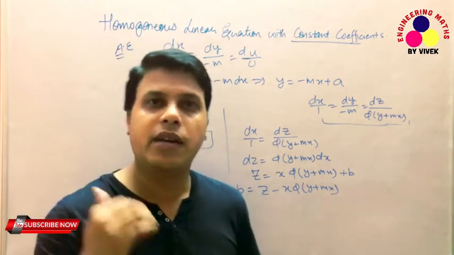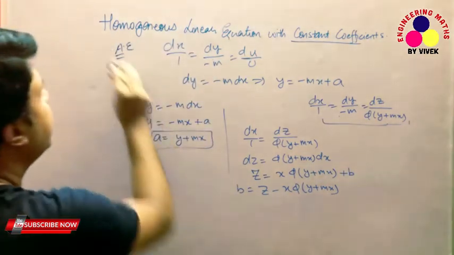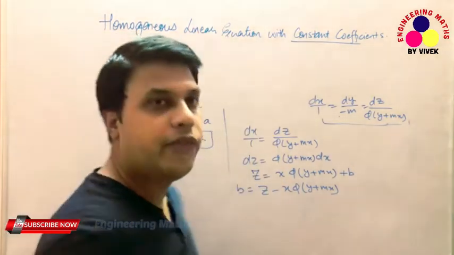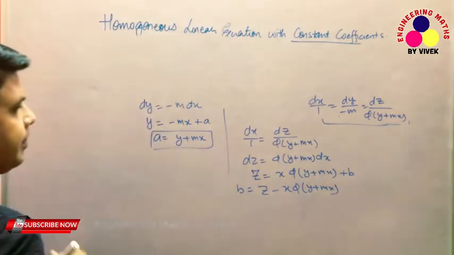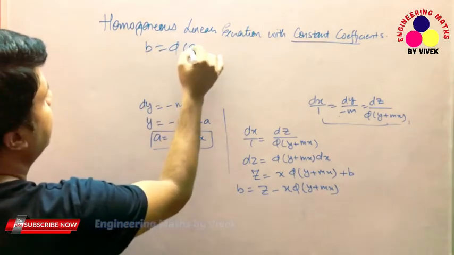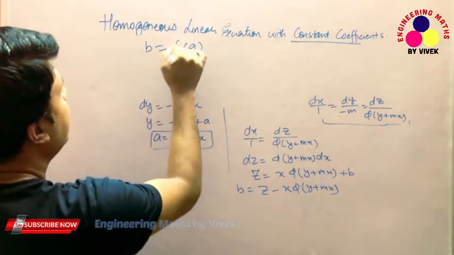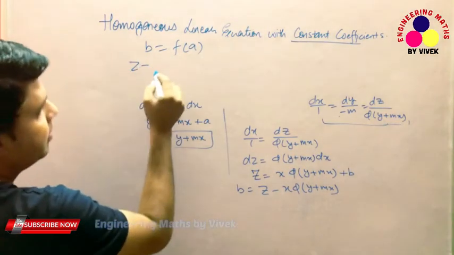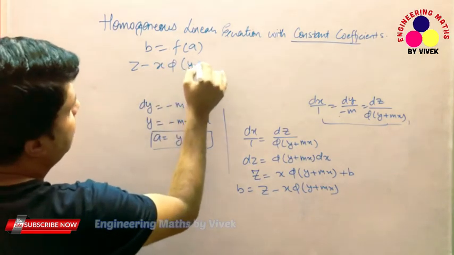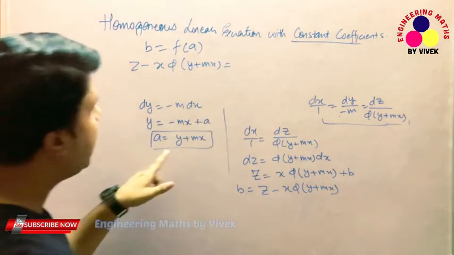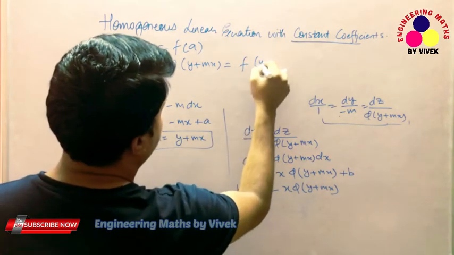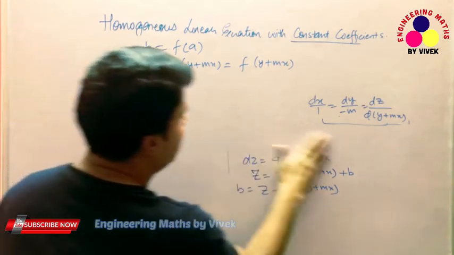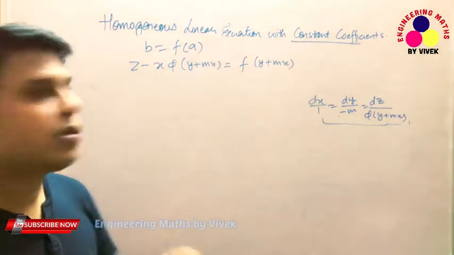But we have to write the solution in the standard format. And the standard format was given as b equals phi f of a. So b is given and f of a was, so we are here with the solution.